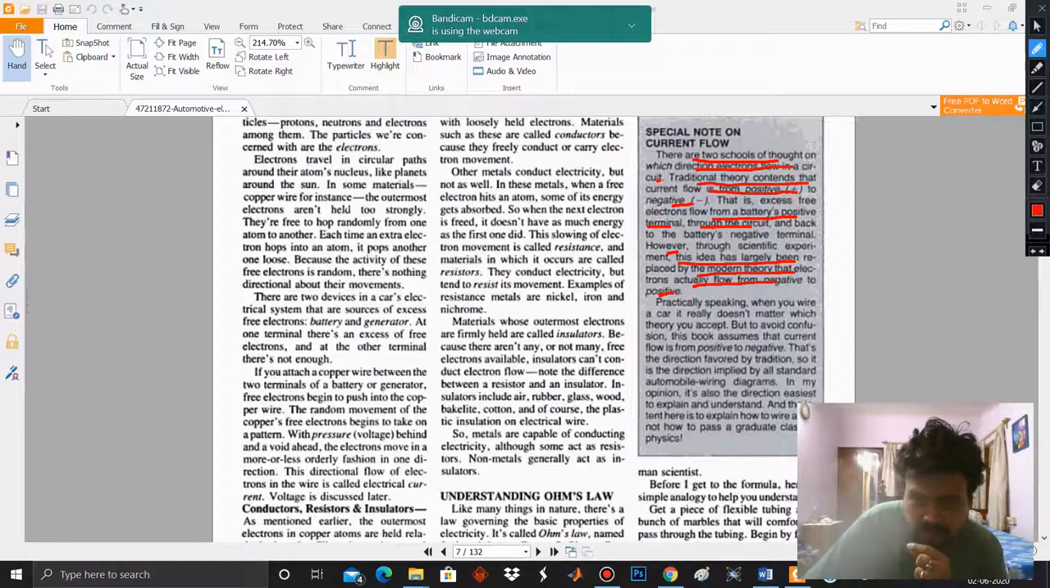Practically speaking, when you wire a car, it doesn't really matter which theory you accept, but to avoid confusion, this book assumes that current flows from positive to negative. That is quite obvious. That's the direction favored by tradition, and it is the direction implied by all the standard automobile wiring diagrams.